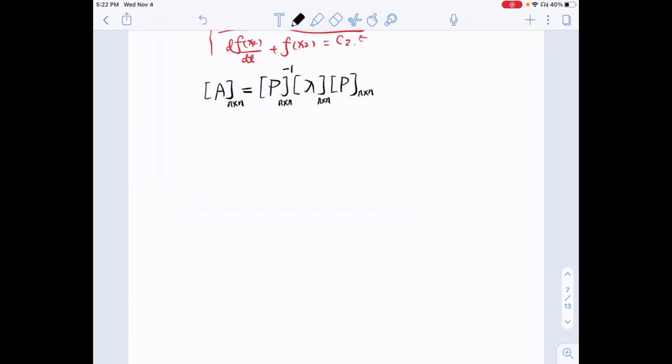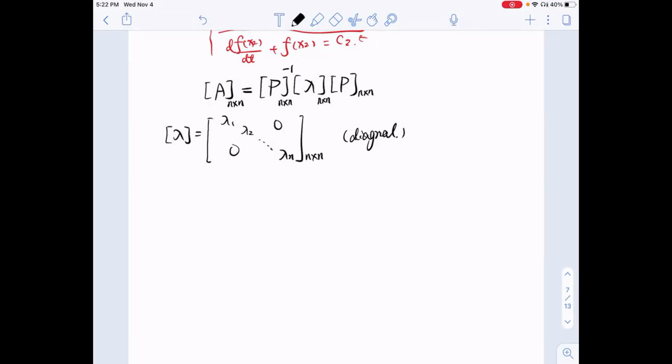So what is P and what is lambda? Lambda is a diagonal matrix: lambda 1, lambda 2, all the way to lambda n, and all the off-diagonal terms are zero. So that's your lambda matrix.